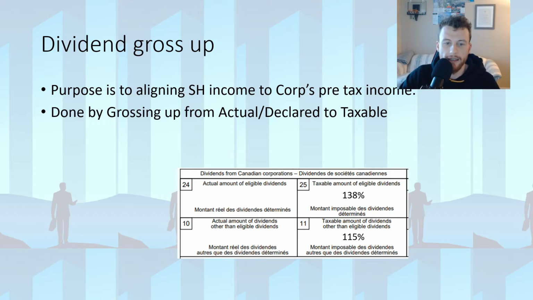If you look at a T5 under box 24, you'll see the actual amount of dividends. This is what is reduced from your retained earnings in your corporation, and it would get grossed up 38% in box 25, which is what's going to be recognized on your T1 or at the T2 of a holding company.